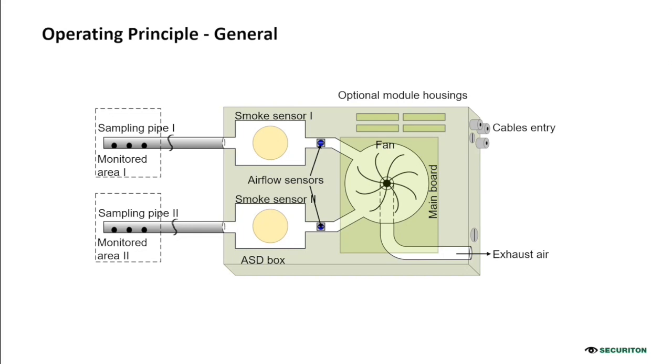This element is very important because we need to constantly monitor the airflow to be sure that the pipe is okay, so it's not obstructed or open. And this airflow value has to be constant all the time. So during the maintenance operation, we need to check it and be sure that it is at the nominal values.